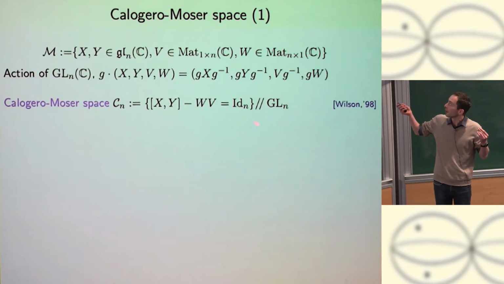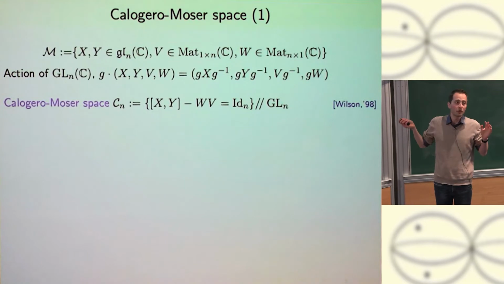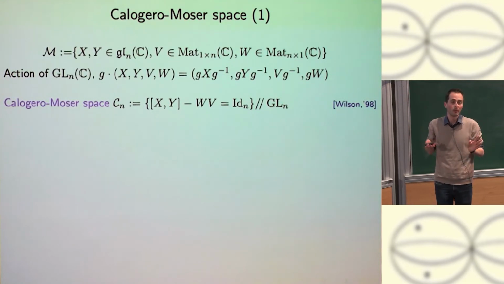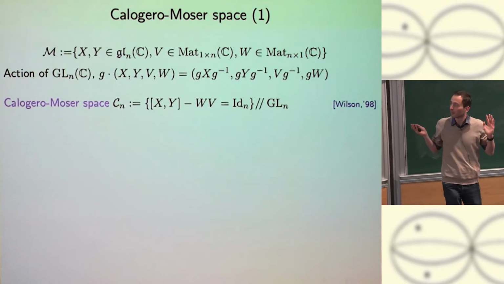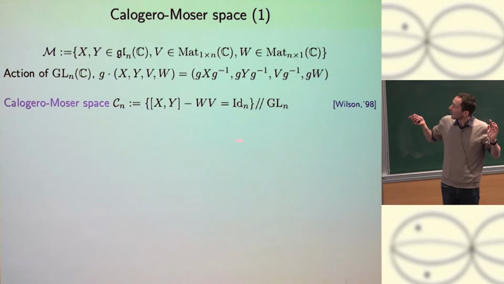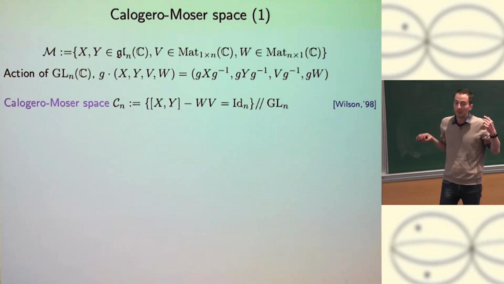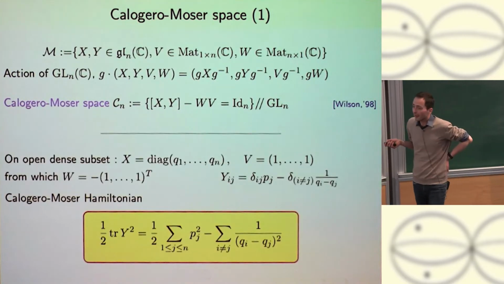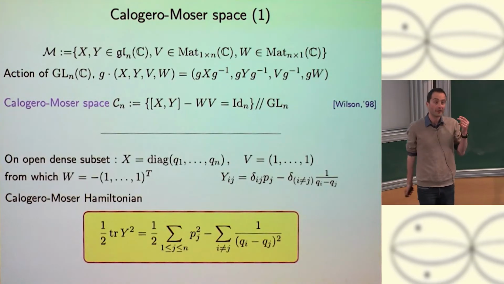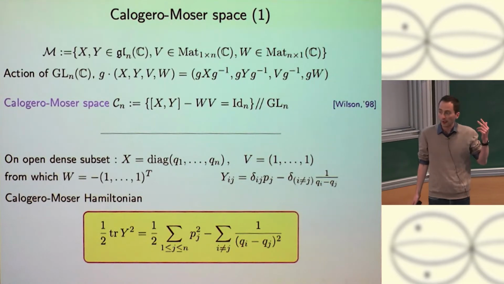So you can just look here at the GIT quotient, which for the rest of the talk, in fact, all my parameters will be such that I have a smooth space. So it's just an orbit space, okay, that I will consider as a complex manifold. Okay, and this space, you realize that it's the phase space of the Calogero-Moser system. So what does it mean? Well, there is some open dense subset in that space with extremely nice coordinates. Okay, so how do you get it?